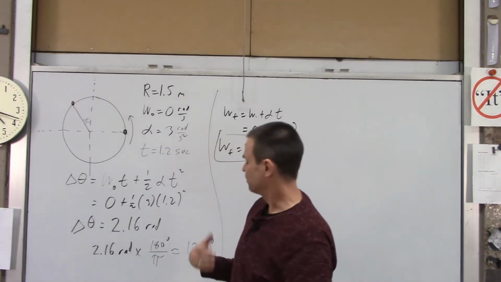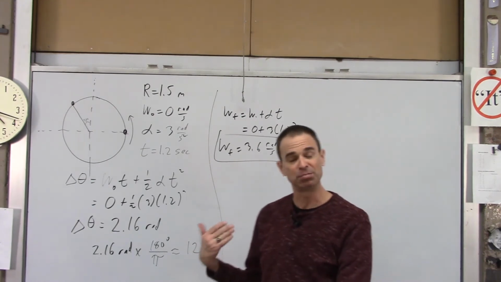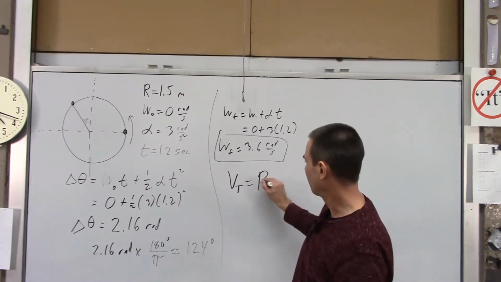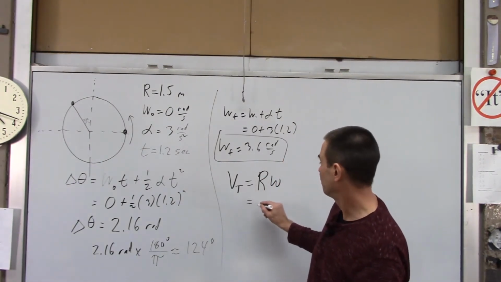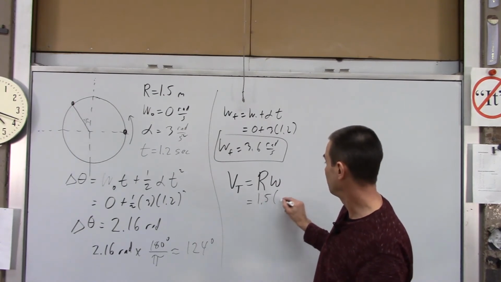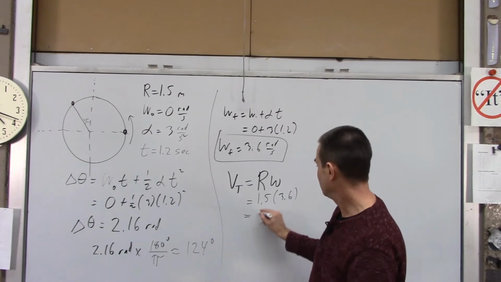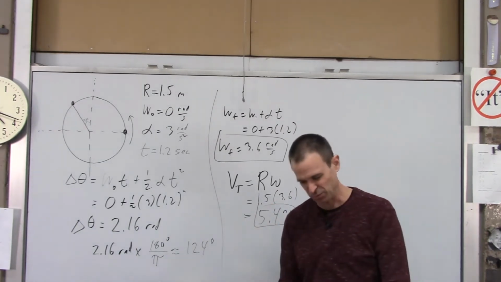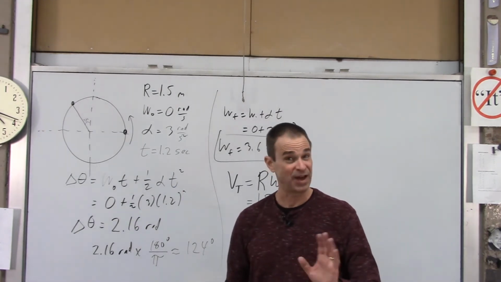To go from an angular quantity to a linear quantity, you basically just multiply by r. So v tangential is r omega, okay? And for us, r was 1.5 and omega is 3.6. And if you multiply those out, you get 5.4 meters per second, which is about 12, 13 miles an hour or so. Okay, so he's not moving too incredibly fast just yet.